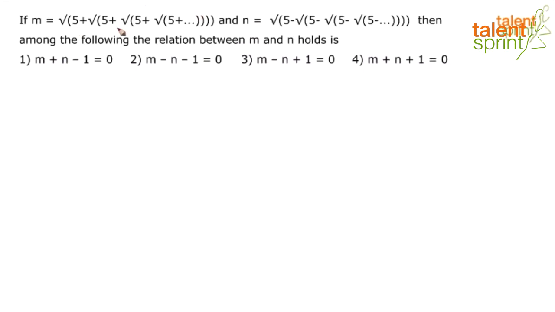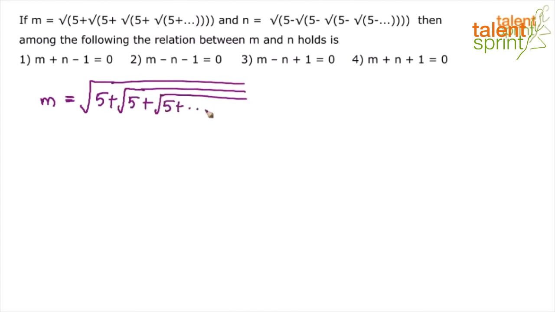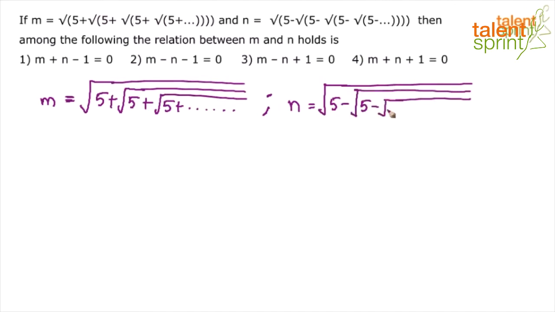So first of all, let me present this in a very simple way, right? This actually says m equals to root over 5 plus root over 5 plus root over 5 and so on. So that is the reason you see every time we are given a bracket here, and then at the end we'll close all the brackets. Similarly, n here is equal to root over 5 minus root over 5 minus root 5 and so on.